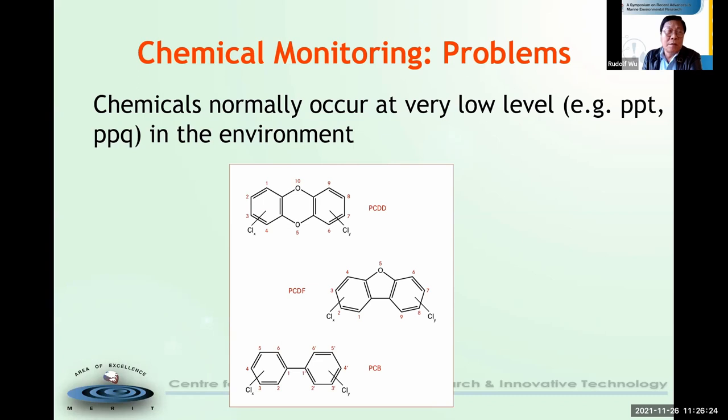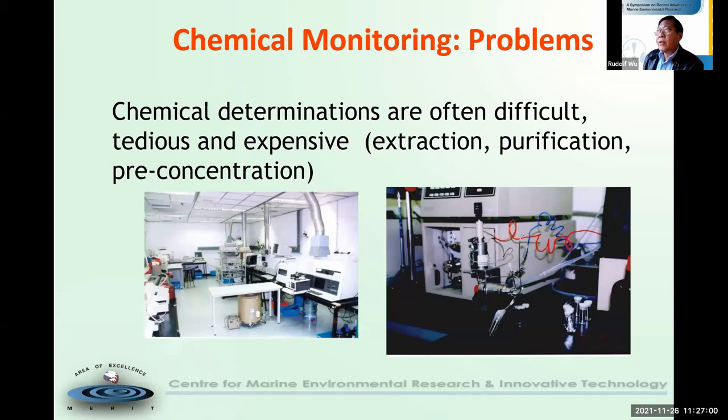Well, under normal circumstances, you have to do a lot of work to concentrate them before you can actually do the chemical analysis, and it's not an easy job. You have to use very clean apparatus to collect the water sample and make sure they don't stick to your water bottle, and then do a lot of work to turn these chemicals into a measurable form. Even when you've done that, the chemical determination is often very difficult, very tedious, and costs a lot of money.